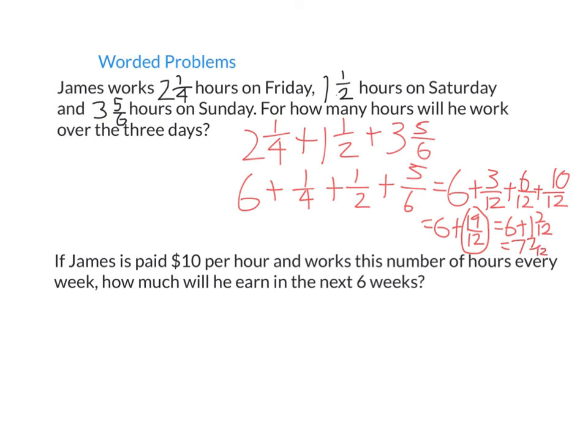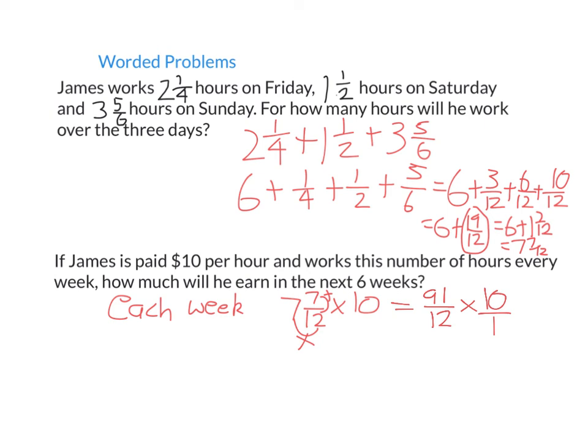7 and 7/12 hours. So if he's paid $10 per hour, how much will he be paid if he works this number of hours in 6 weeks? So each week he is going to earn 7 and 7/12 times 10. So when you're timesing mixed numbers, remember, convert them to improper fractions. So improper fractions, 7 times 12 is 84 plus 7 is 91. So it's 91 over 12 times 10. 10 is 10 over 1.